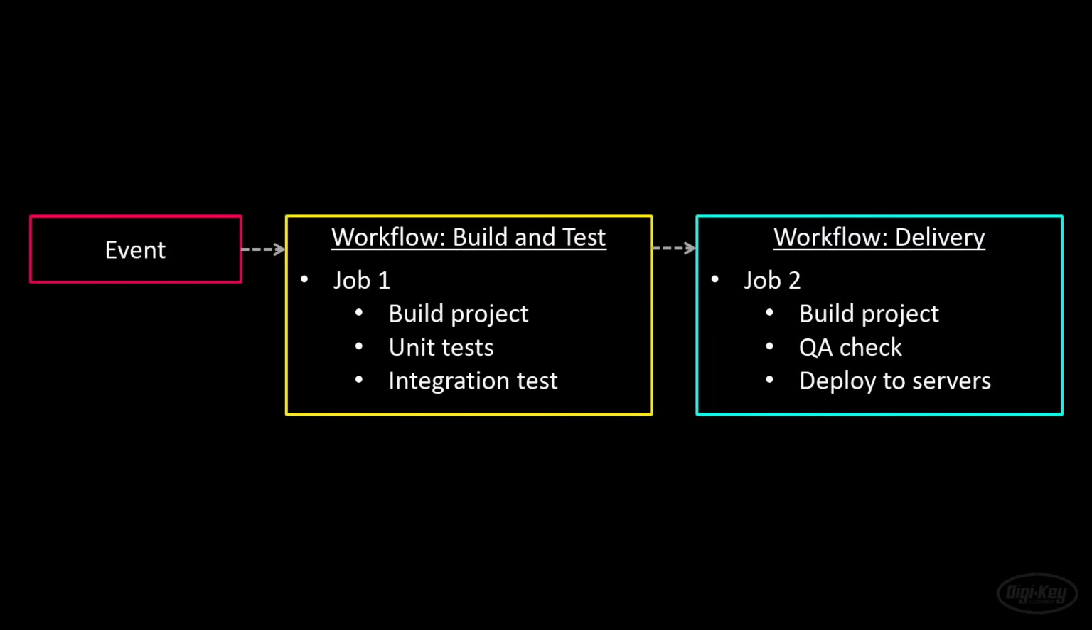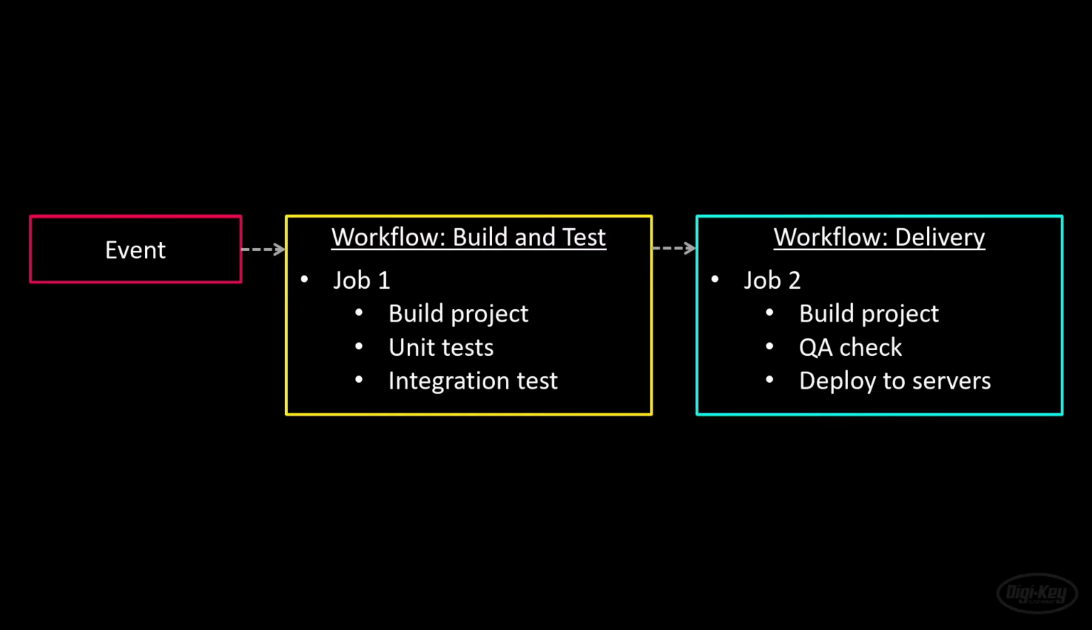Here's an example of how you might use GitHub Actions. Some event occurs, like you pushing a new commit to your repository or someone else opening a pull request. This triggers one or more workflows to run. A workflow runs in a virtual machine or Docker container and completes any number of jobs. A job is a sequence of events or functions.